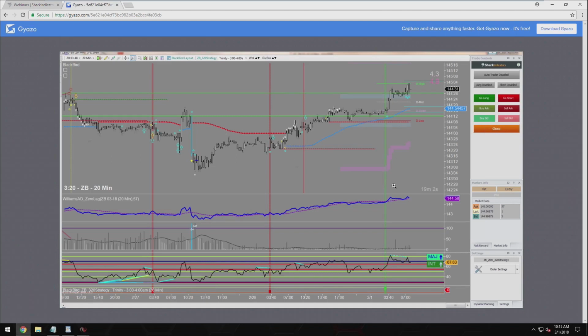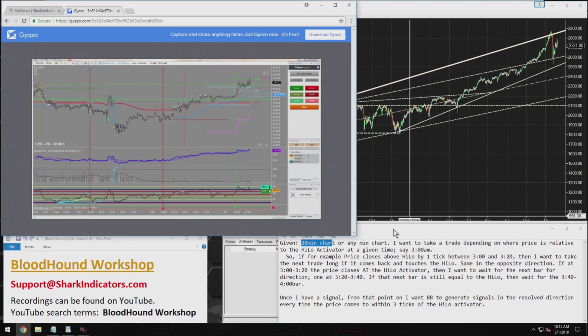So, with that information in the back of our mind, let's move on with the question here. We're taking a trade depending on where price is relative to the high-low activator at that given time. Actually, we have 3 a.m. So these signals are probably showing up at 3 a.m. Yeah, those signals could be 2 bars behind the 340.